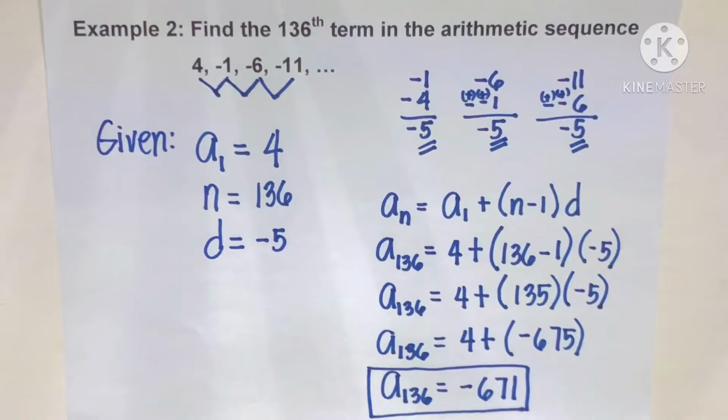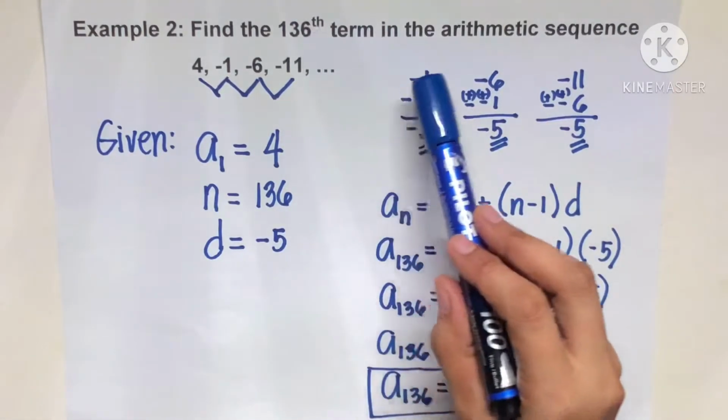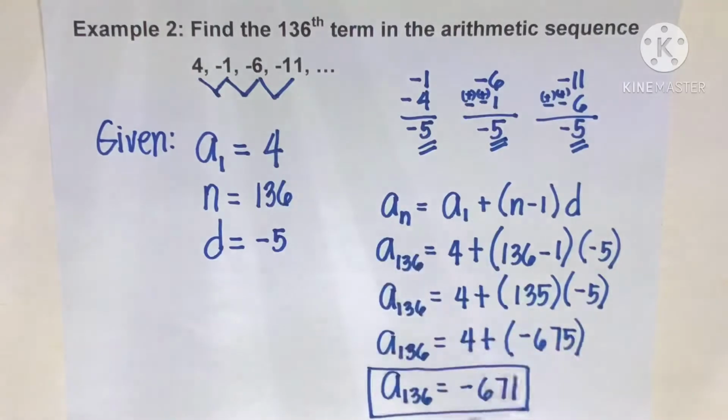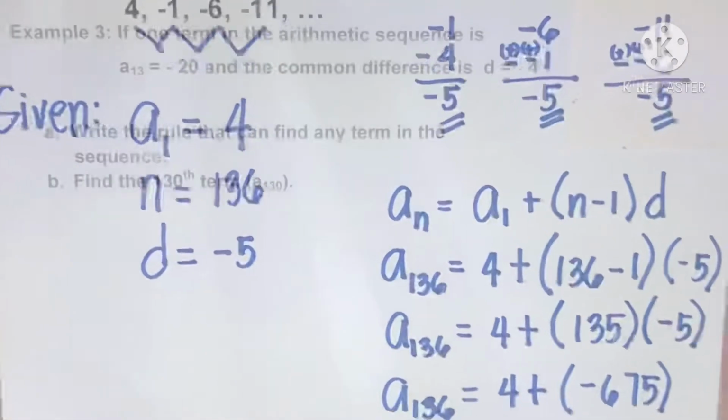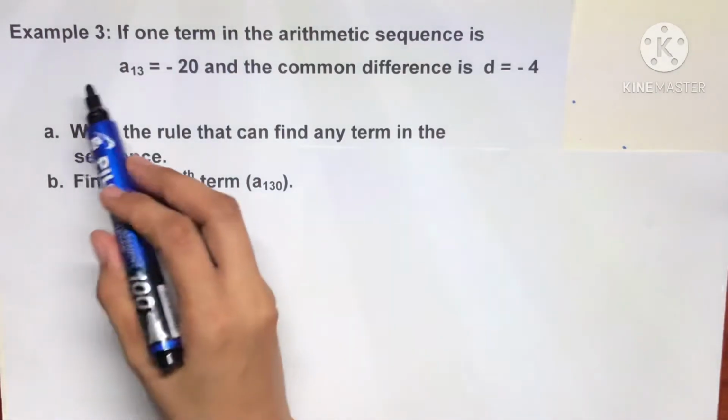I'm sorry, it's a sub 136, not 36. So a sub 136 is equal to negative 671. Therefore, the 136th term in this arithmetic sequence is equal to negative 671. Okay, let's proceed to our example number 3.